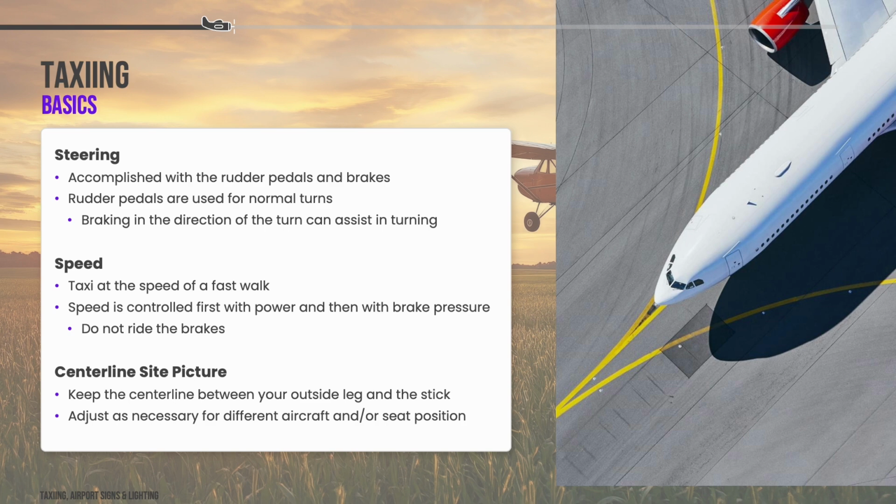Okay. Taxi at the speed of a fast or brisk walk. Speed is controlled first with the power and then with brake pressure, but do not ride the brakes. It's not good for them. Okay. And then your centerline sight picture. Just keep that centerline between your outside leg and the stick or yoke bar, and adjust as necessary for different aircraft or seat positions in that aircraft.